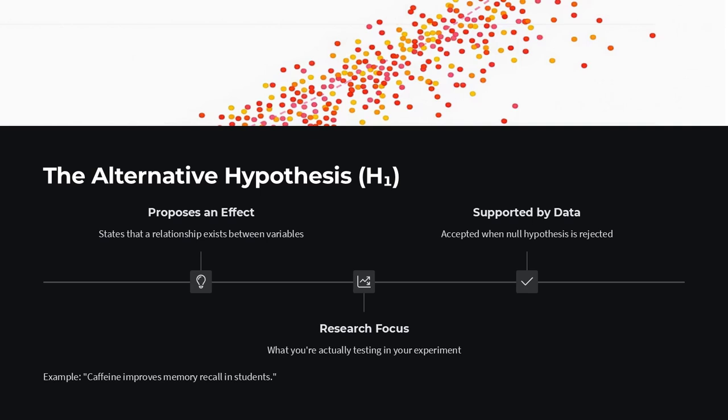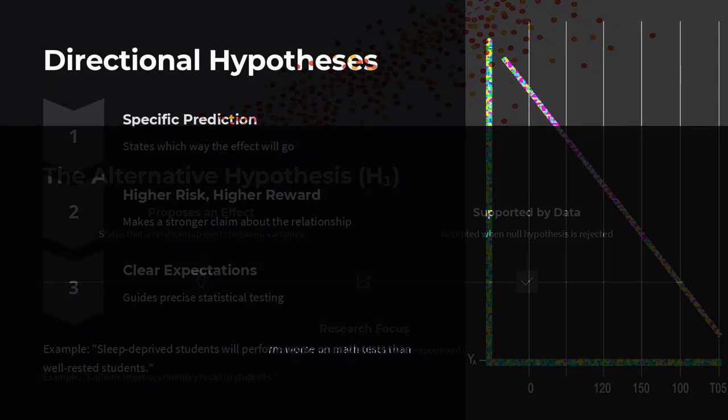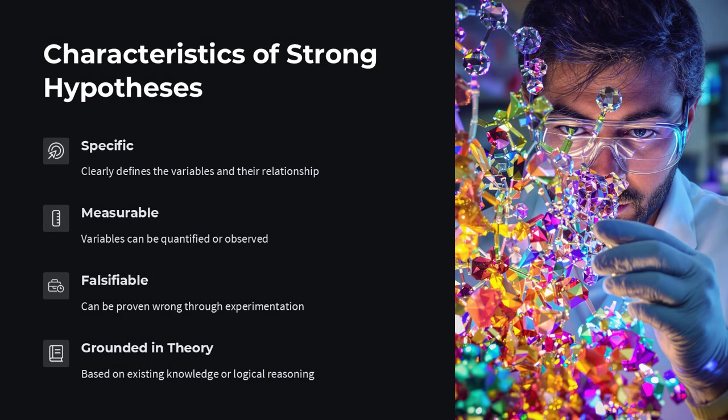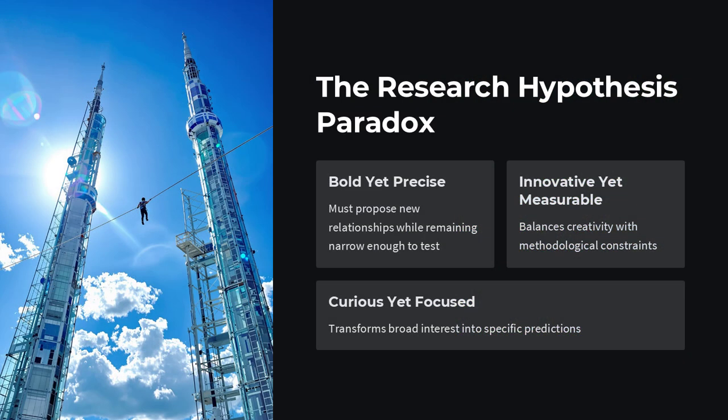Crafting a strong research hypothesis isn't just about guessing an outcome. It's about defining a relationship between variables, identifying what you'll measure, and stating clearly what you expect to find. A well-formed hypothesis can steer your experiment like a compass. It tells you what data to gather, what patterns to look for, and how to interpret your results. In other words, it's the foundation of the scientific method.